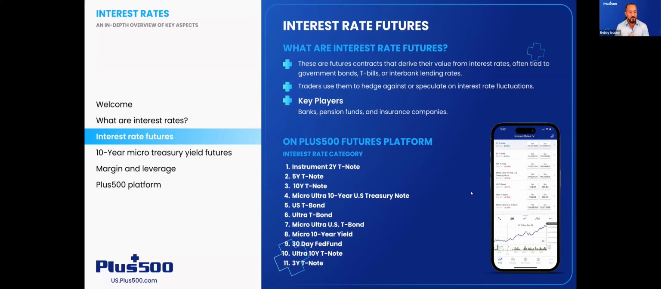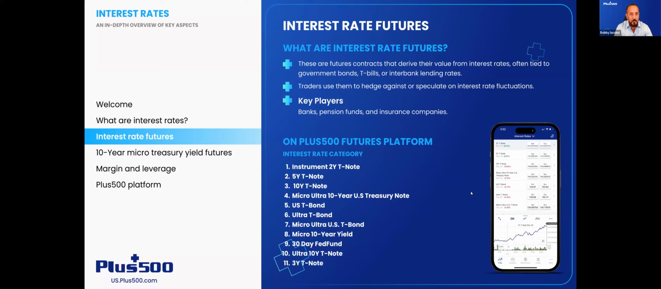So let's go through just on a name basis the interest rate category on your Plus500 futures platform. You have a 2-year note that you can trade, a 5-year T note, a 10-year T note, a micro ultra 10-year Treasury note, a U.S. T bond, an ultra T bond, a micro ultra T bond, a micro 10-year yield contract, 30-day Fed funds, ultra 10-year note yield, and a 3-year T note. T note just stands for Treasury notes, so that you guys know.